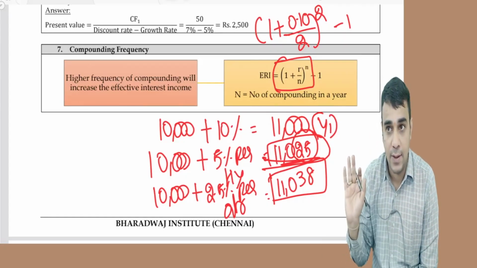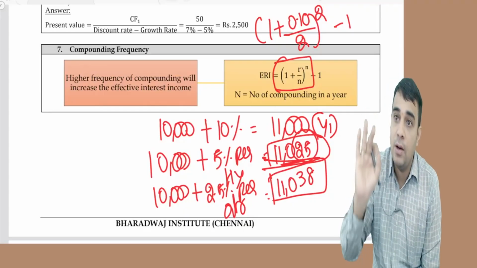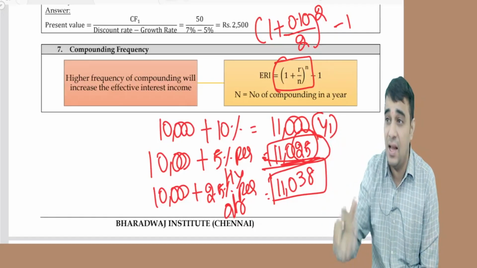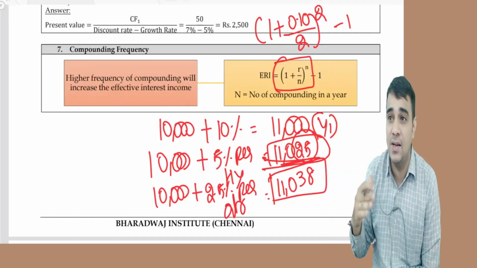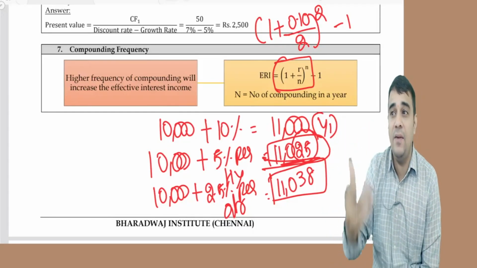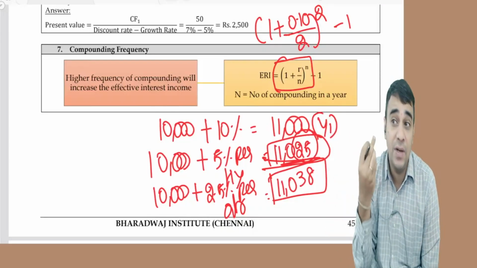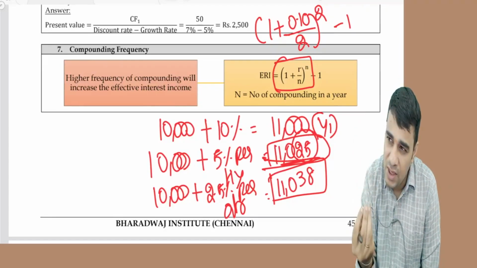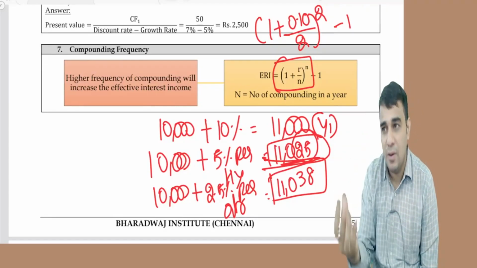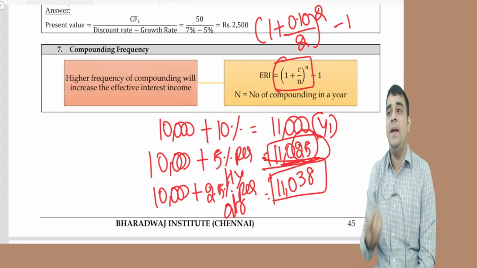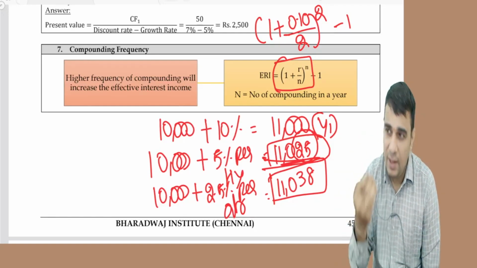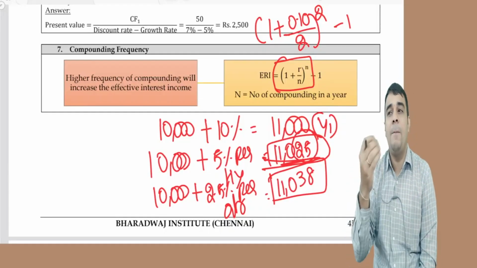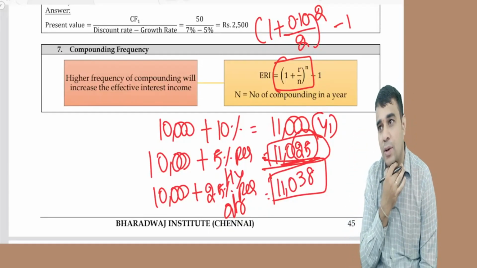Clear? Able to understand the concept? It depends on frequency. What is frequency? How many times are we paying interest, or how many times are we receiving interest? If you're receiving once a year, divide by 1 power 1, same answer. Twice a year, divide by 2 power 2. Four times a year, divide by 4 power 4. 8 times, divide by 8 power 8. Divide by 12 power 12, divide by 20 power 20, divide by 25 power 25. Like this you can keep going on.